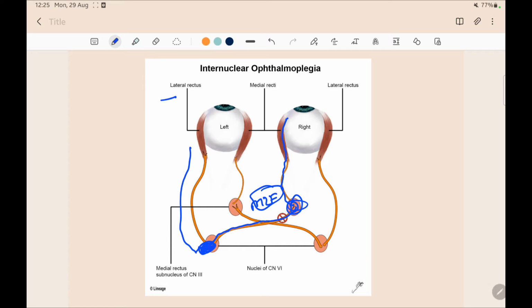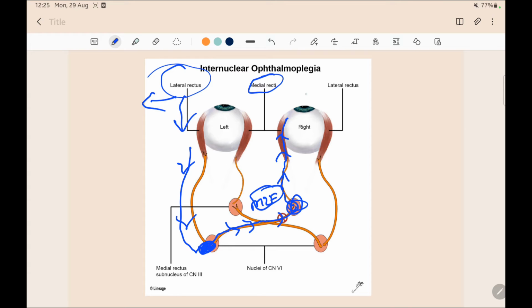When you are looking to the left side, your lateral rectus muscle is firing. It gives a signal to the MLF, then it is decussated to the contralateral side with the interneuron, which originates from the sixth nerve, and which gives a signal to the contralateral third nerve, which innervates the medial rectus. So the medial rectus also fires. So both eyes look towards the left side.